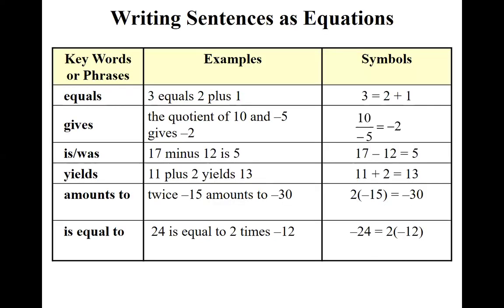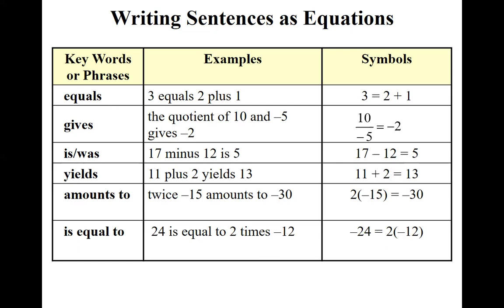Recently, we looked back over our words for adding, subtracting, multiplying, and dividing. Let's look at our keywords or phrases again for the equal sign. Equals, as in 3 equals 2 plus 1. Gives, as in the quotient of 10 and negative 5 gives negative 2. Is or was, as in 17 minus 12 is 5. Yields, as in 11 plus 2 yields 13.